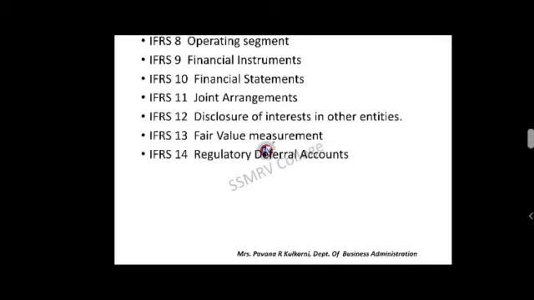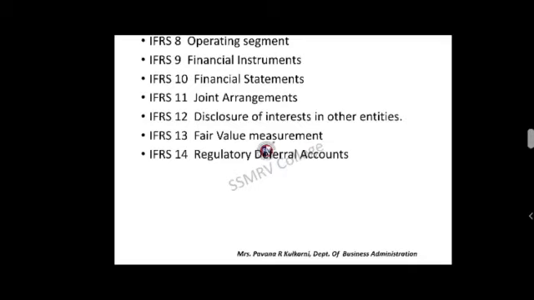IFRS 13, fair value measurement. As I stated earlier, historical cost has been ignored. Current cost, which gives the fair value, must be measured accordingly in IFRS 13. IFRS 14, it is regulatory deferral accounts. Any deferred revenue or expenses should be stated according to IFRS 14.